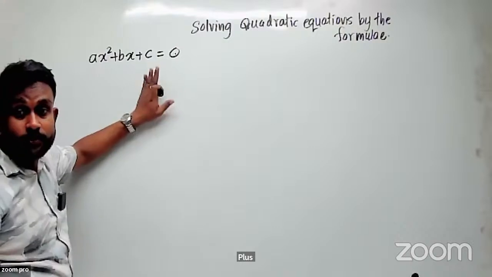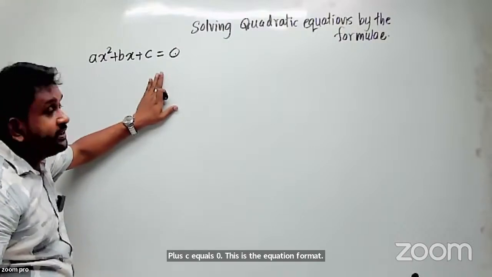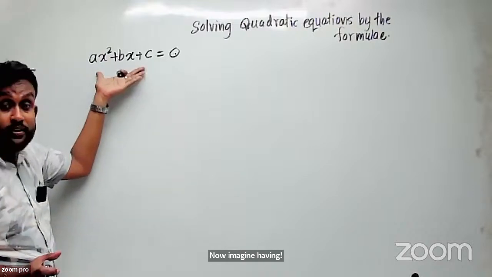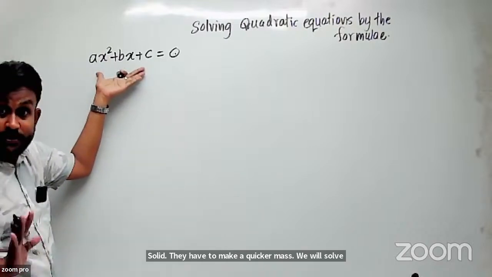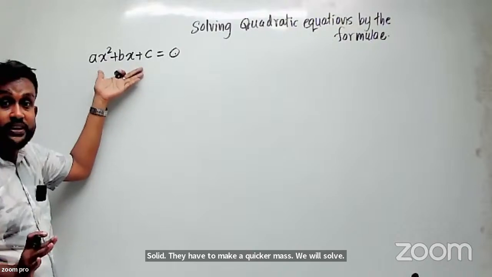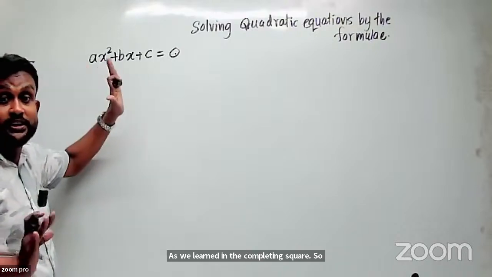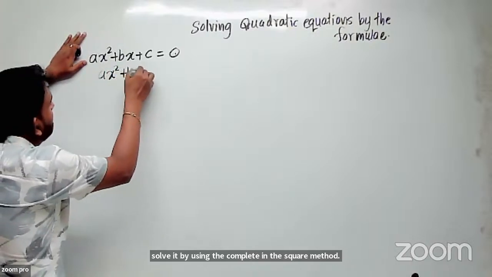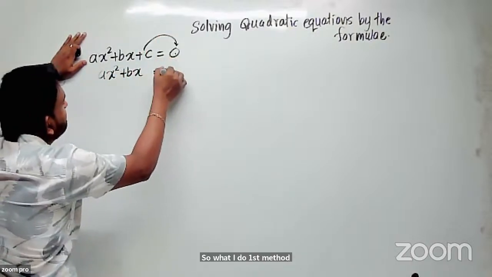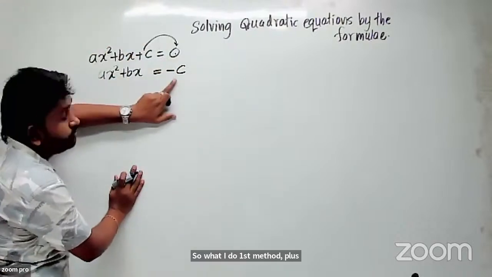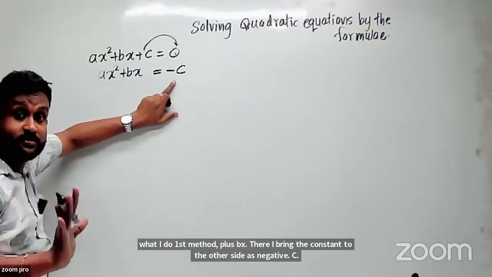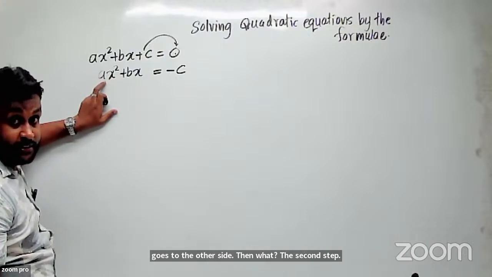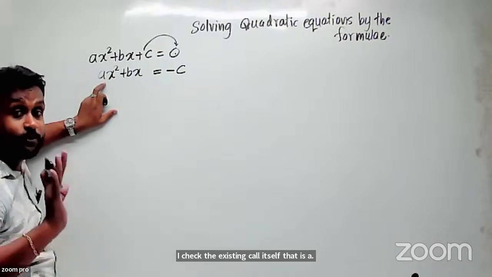Okay. Quadratic equation format. Now imagine how we solve it. Then අපි මේක solve කරමු, as we learned in the completing the square. So I am going to solve it by using the completing the square method. So what I do, first step: ax squared plus bx, there I bring the constant to the other side as negative c. Positive c goes to the other side. Then the second step, I check the x squared coefficient, that is a. That is not 1, that is having a.